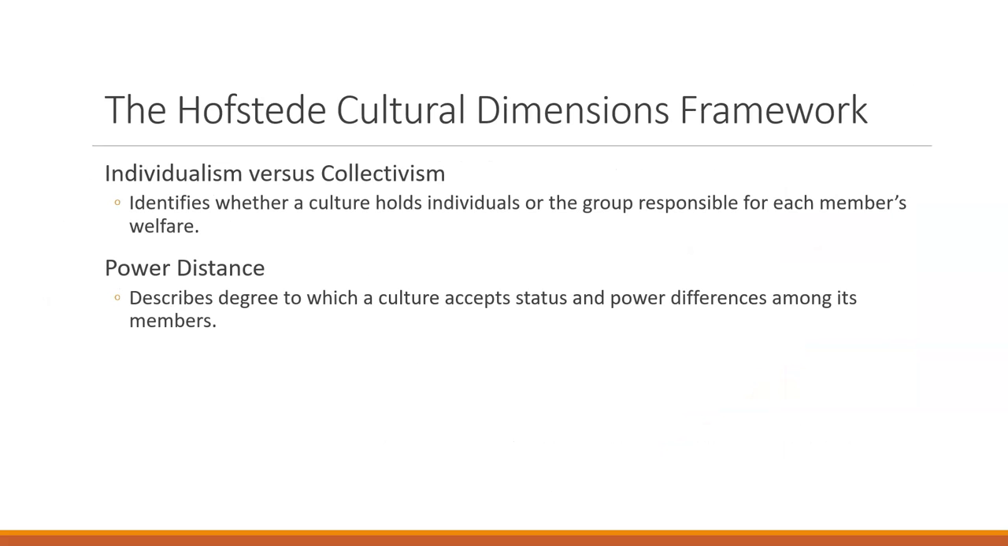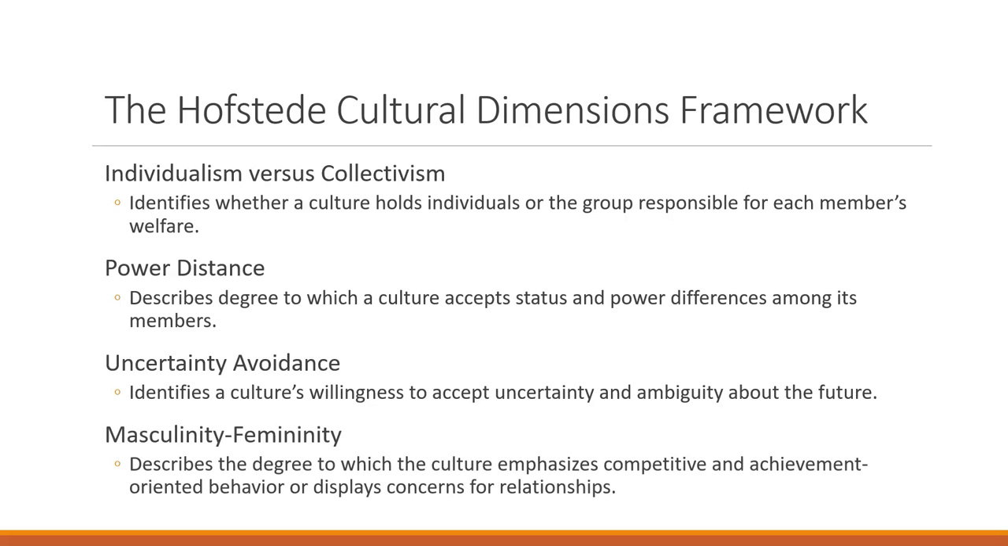The Hofstede Cultural Dimensions Framework looks at individualism versus collectivism. So the United States would be an individualist country versus many Asian countries that have collectivism. The power distance, so the degree to which we accept status and power differences among people. So do we believe that power distances are high or low? The textbook talks about in France where status is maintained, and your social status and your social standing is one of the very important things in France.